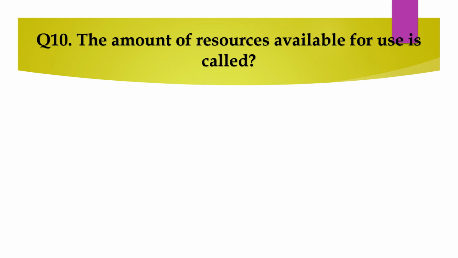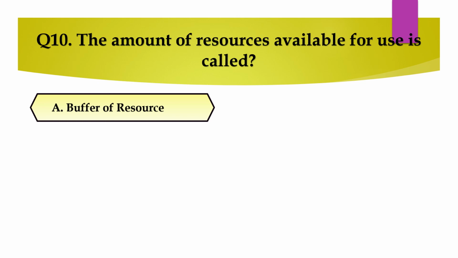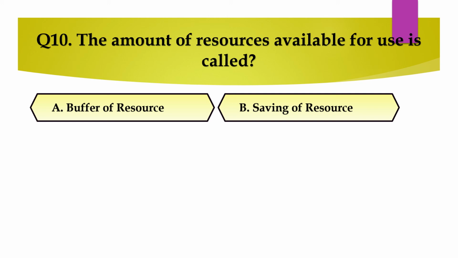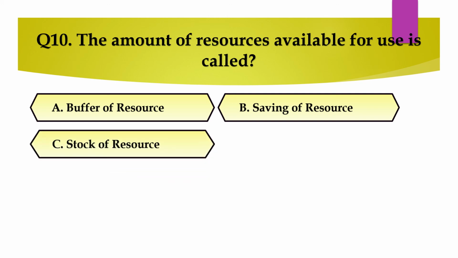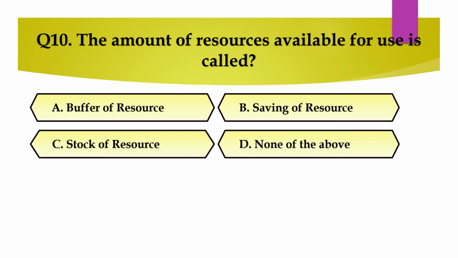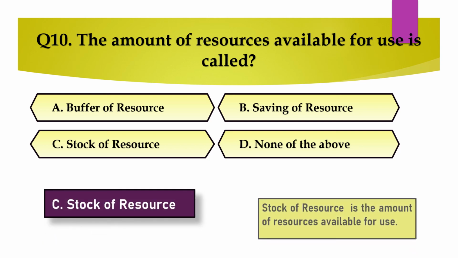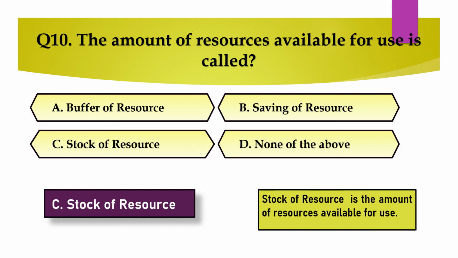The last and the most interesting question for today, question number 10. The amount of resources available for use is called A. buffer of resource, B. saving of resource, C. stock of resource, or D. none of the above? The answer is C. stock of resource. Stock of resource is the amount of resources available for use.